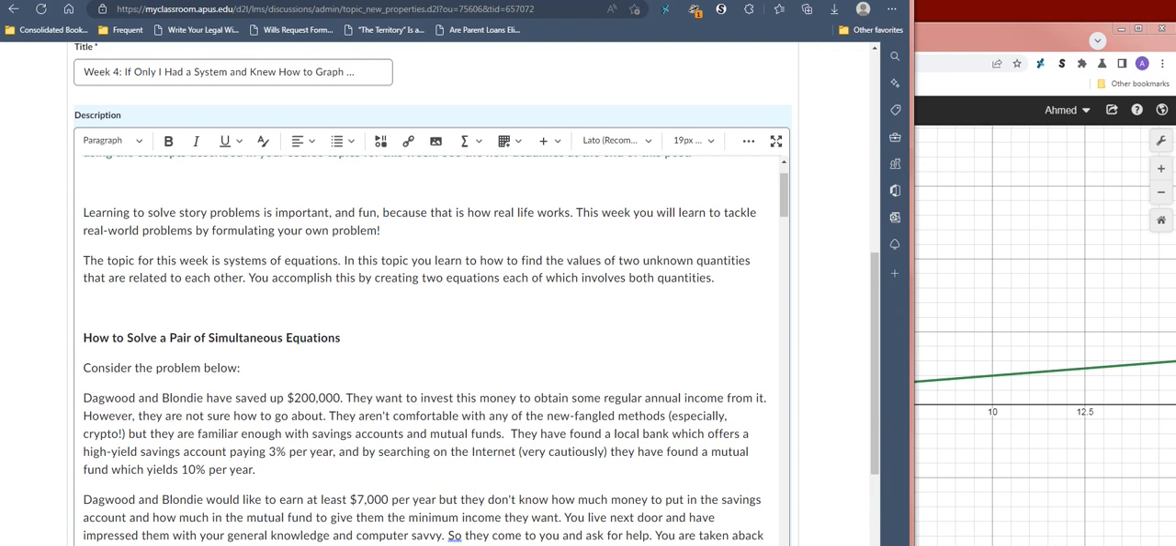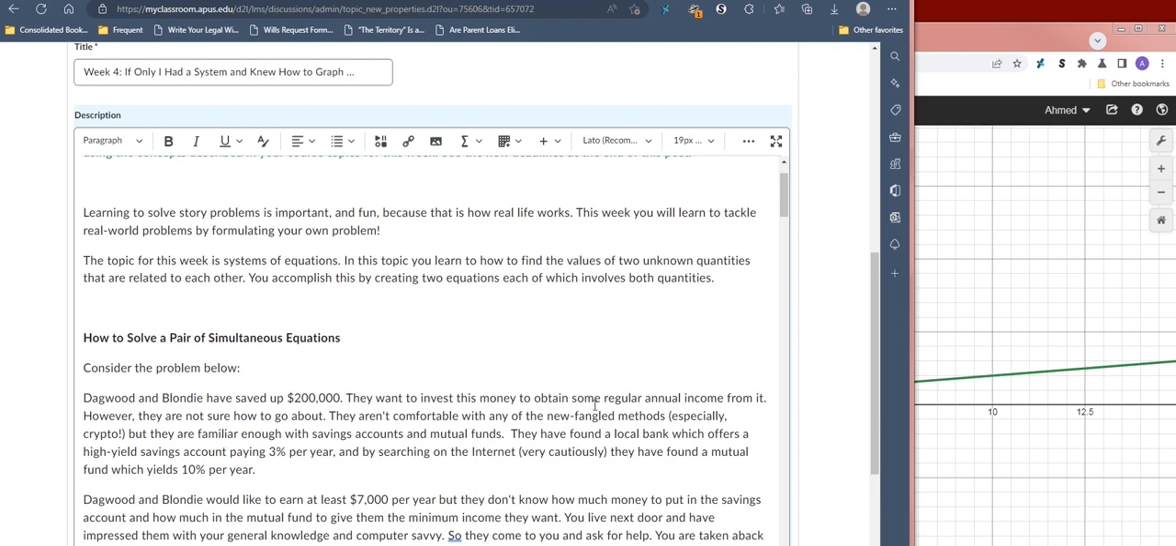Okay, so Blondie and Dagwood want to put some money in an FDIC insured account, which has a high interest rate, relatively speaking, of 3%, and a riskier investment, which has a yet higher interest rate of 10%, right? But they don't want to take a risk on losing all their money, so that's why they're partitioning their savings. Okay, one more thing to note.